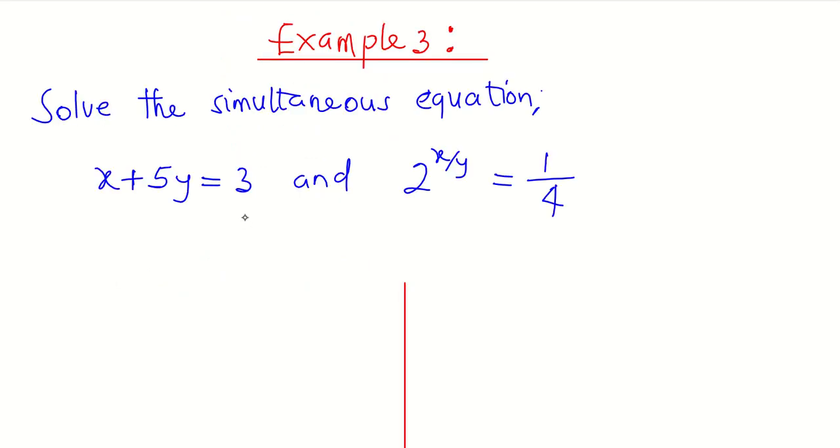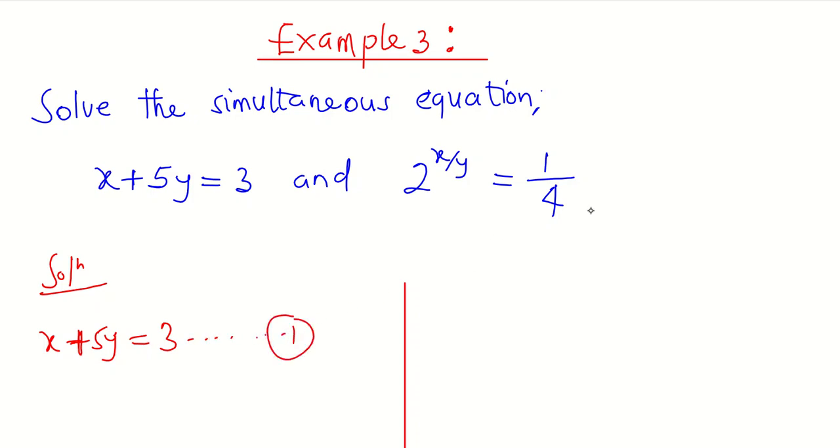And in example 3, it says that solve the simultaneous equation x plus 5y is equal to 3 and 2 exponent x out of y is equal to 1 out of 4. So we have our first equation, which says that x plus 5y is equal to 3. Now, since this is a linear equation already and not an exponential equation, we don't do anything to it. So what we can do here is to label it as equation 1.